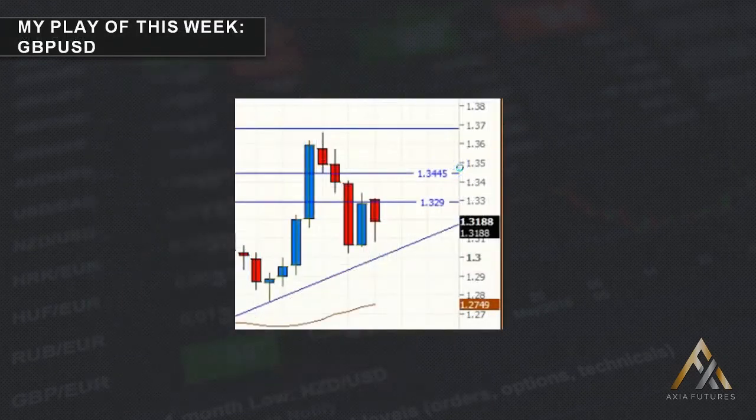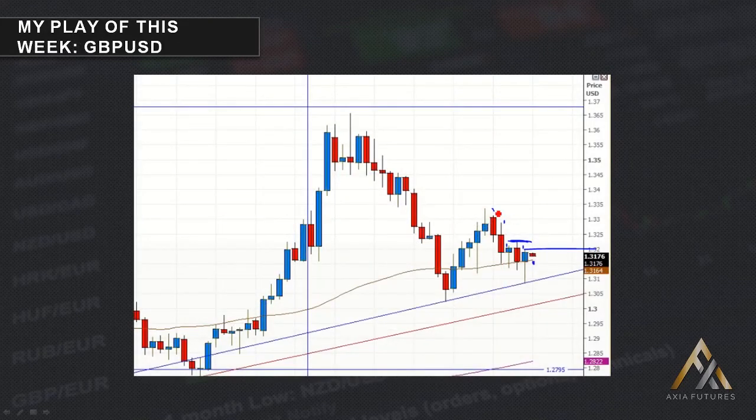So again, my play of this week, it's very simple. It is again the pound against the dollar. What we're looking for this week now is a break of last week's high to initiate longs toward the 134.45. Okay, and why this is my play of the week, it's very simple.